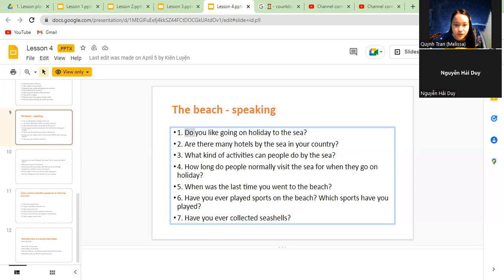Like we have to give the answer first, and then we give our reason, the first one, the second one, and then we give an example for that, and then we give an alternative for that. Okay, so we answer this first, right? Do you like going on holiday to the sea? Based on that to answer.